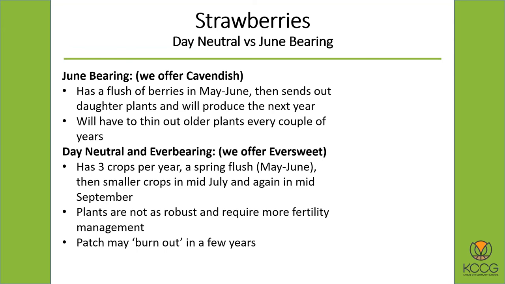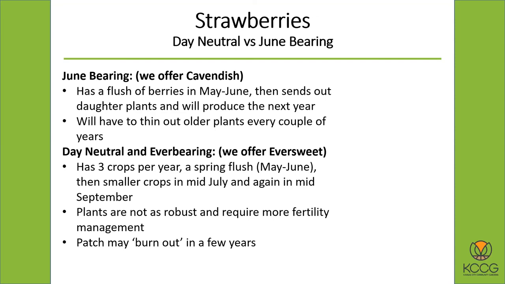Okay, let's talk strawberries a little bit. Because strawberries is another thing that we sell, and they do incredibly well around here. Let's talk a little bit about strawberry biology, these day neutrals versus June-bearing strawberries. So it's basically two different types. June bearing, actually more May-June bearing for us around here, will send out blossoms and a flush of berries in May and June, and then they're just vegetative growth for the rest of the year. They're putting on new daughter plants, and then they'll produce again next year.